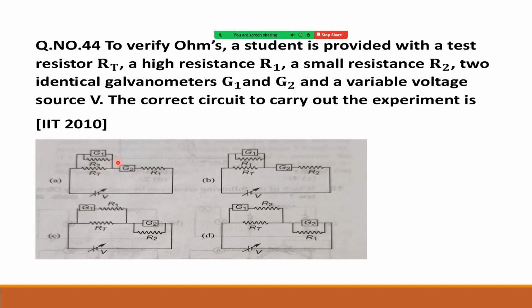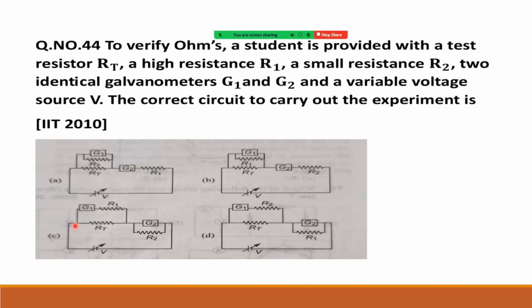Now, if you see the first one, G1 R2, R2 means small resistance, connected in parallel. So this becomes an ammeter. But remember, we have to connect an ammeter in series, not parallel, right? So this is not correct. Now come here. G1 R1, R1 is high resistance, and connecting high resistance in parallel is again wrong. Okay. Now coming to option C.